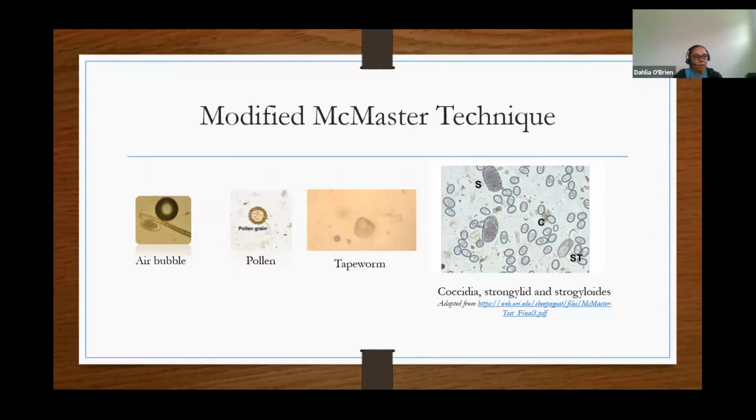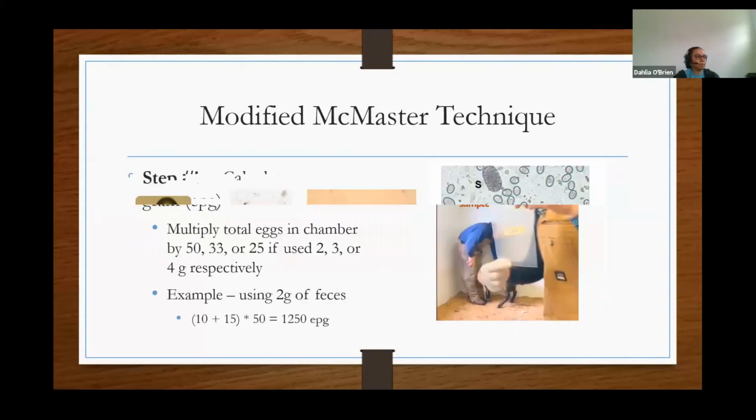in your sample. The last diagram shows you coccidia, strongylid, and strongyloides. And you can see that the strongyloides are also oval shaped. They're just smaller than your strongyle eggs. And the strongyle eggs are what you want to count. There are also some smaller coccidia eggs in that sample as well. But again, we're focusing on those strongyle eggs.